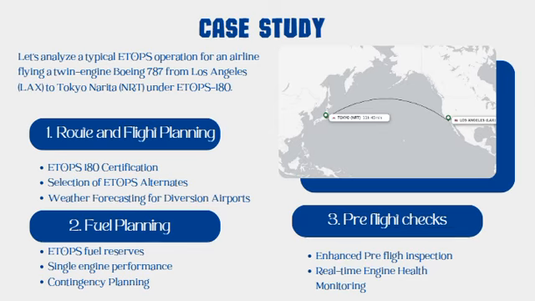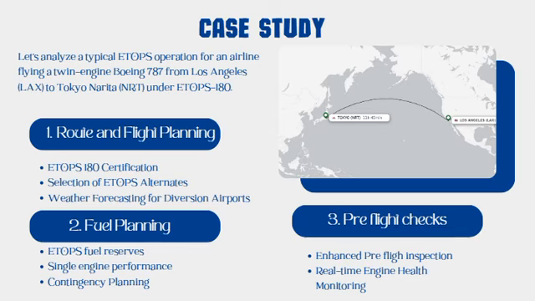Then, the weather forecasting for diversion airports. Prior to departure, the dispatch team analyzes the weather forecast at each alternate. For instance, Anchorage must have clear visibility and no runway closures. If the weather is below ETOPS minimums, an alternate route or different alternates must be chosen.